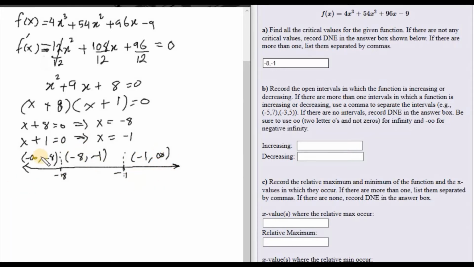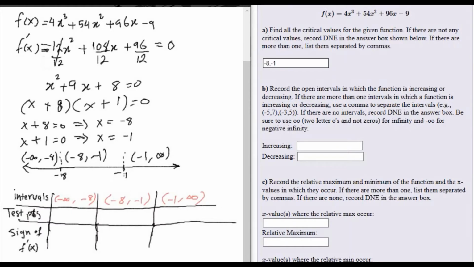Then I will have to choose a testing point from each of these intervals and determine the sign of the derivative, and that will determine whether the function is increasing or decreasing. If the derivative is positive on that interval, that means the function is increasing. If the derivative is negative on that interval, that means the function is decreasing on that interval. I will build a table right here to determine that. I call it the sign diagram, and then we will determine on which intervals the function is increasing, on which intervals the function is decreasing.